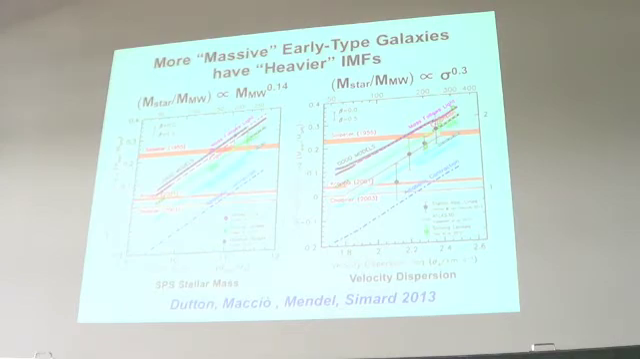I understand that. I'm just saying that there's no guarantee that MPA-JHU is necessarily correct. Correct, yeah. I mean, that is a possible solution out of this. But then you have to explain why.